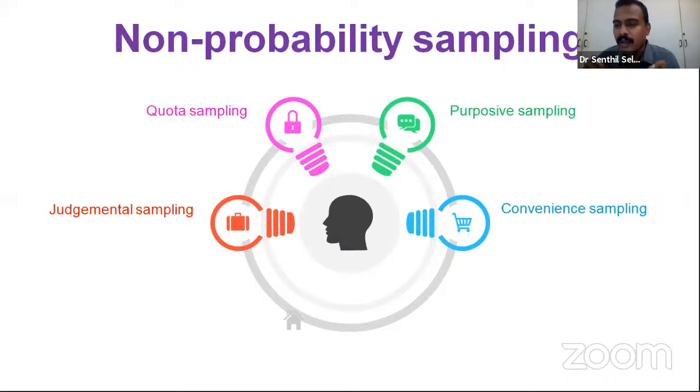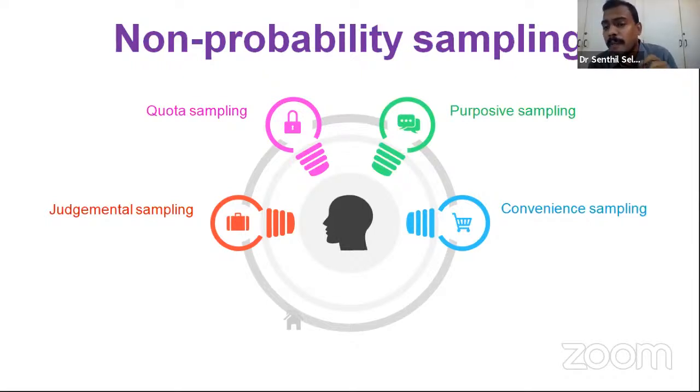quota. So we used to have some quota system in selecting students. Maybe in a college admission, or in recruiting for institutions, the management has a separate quota for filling the necessary candidates. So it is selected purely on a personal basis. Okay, so that is quota sampling, and like that we have purposive sampling.